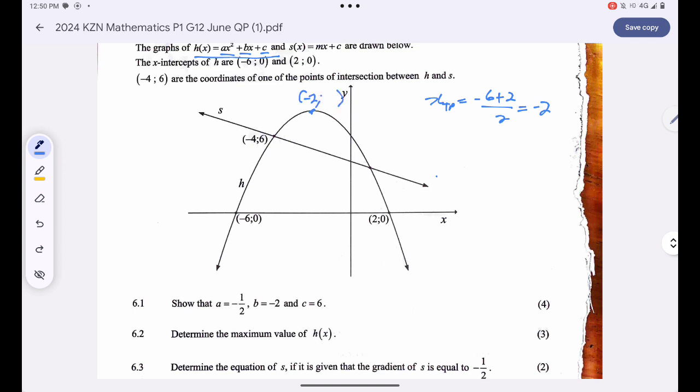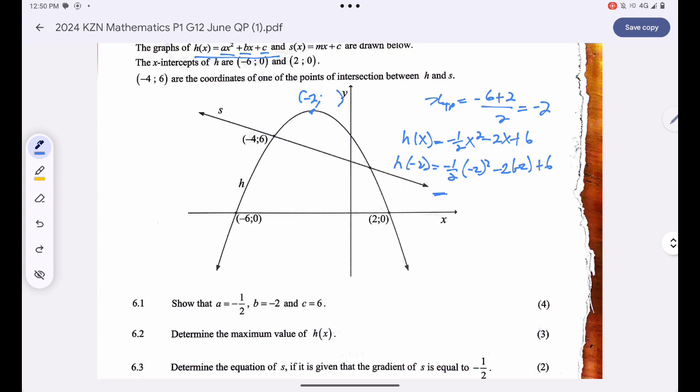All I have to do is to find the corresponding y value. And I know that my corresponding y value will simply be the y value at the local turning point, or rather at the local maximum. So remember that, guys, h of x is equal to -1/2 x squared minus 2x plus 6, right? So h of -2 is -1 over 2 multiplied by (-2) squared minus 2 times the -2 plus 6. And then this will simply give me the corresponding y value.